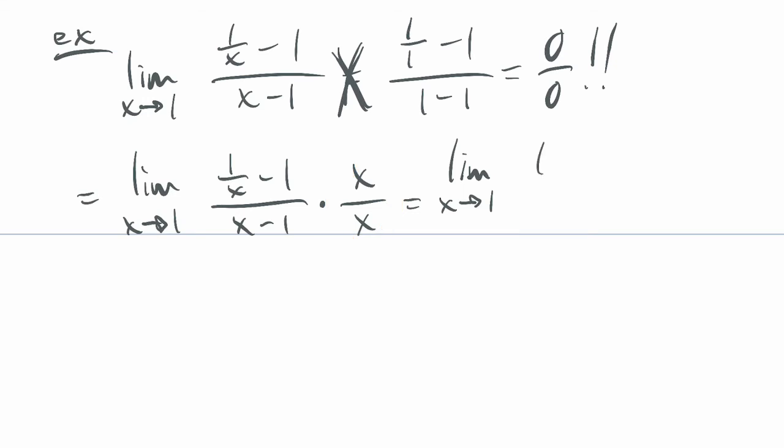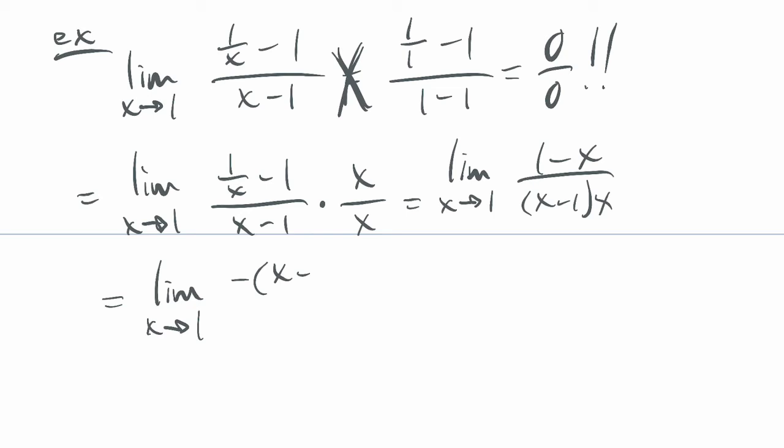So I'll have 1 minus x over, and in fact, the bottom I'm not going to distribute. I'm going to leave it written like that, factored. Now notice that this bottom and this top are not quite the same. The order is different. So I'm going to take the numerator and factor out a negative 1. So this is equal to the limit as x goes to 1. In the top, I'll have negative x minus 1 over x minus 1 times x.